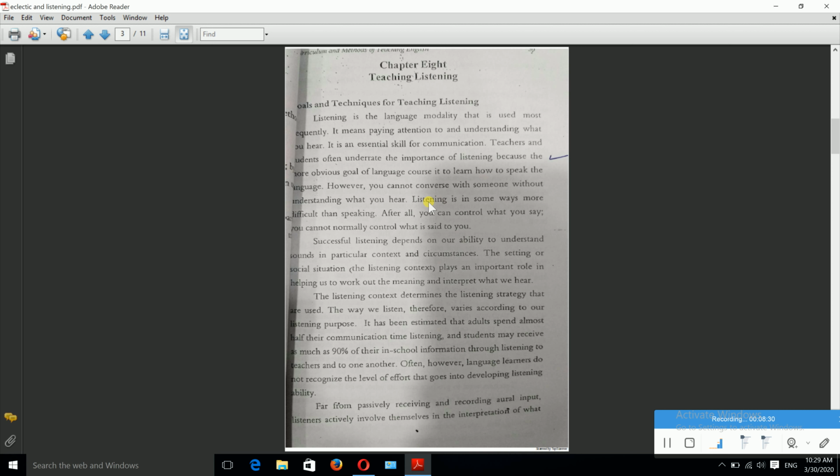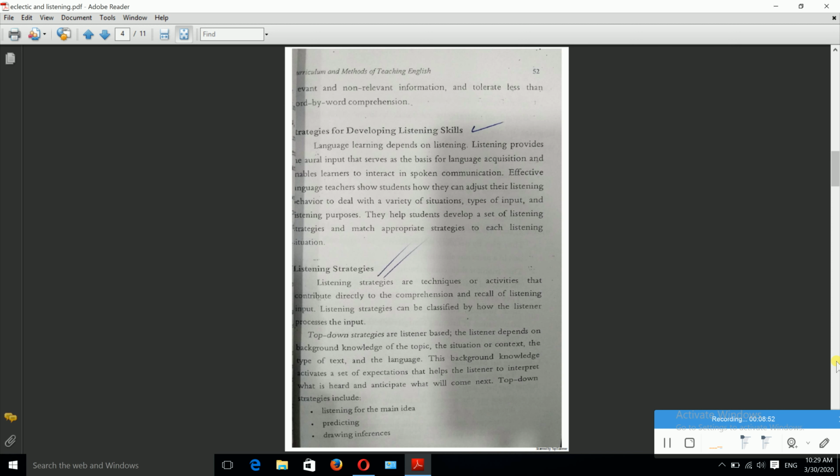After all, you can control what you say. You cannot normally control what is said to you. We cannot control what was said if there is absent-mindedness, so how can we repeat what was said to us? But what we say ourselves can be controlled. Yes. Now move to another page.